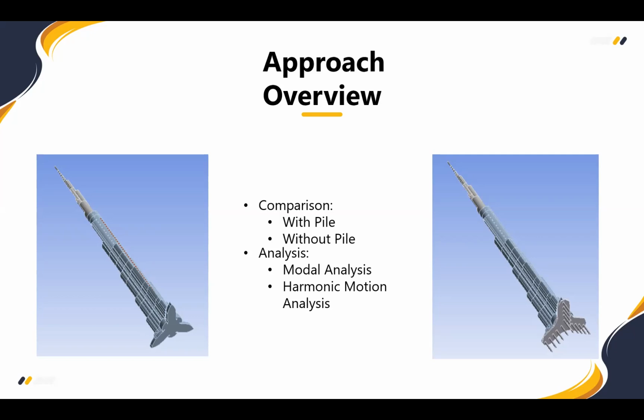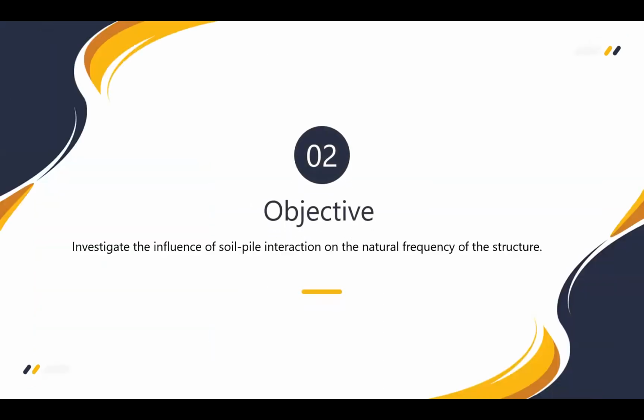And we will perform two analyses. The first one is the modal analysis. Through modal analysis, we can find the natural frequency of this building, and through harmonic motion analysis, we will be able to impose forces with different frequencies, ranging from 0.1 to 1, and thus we can see the maximum deformation of the building when the frequency of the force that we impose matches the frequency of this building.